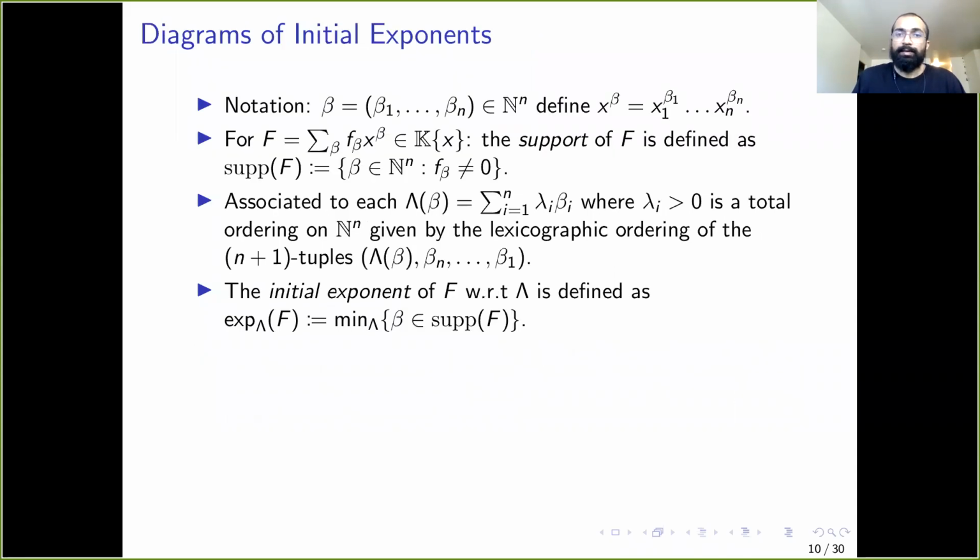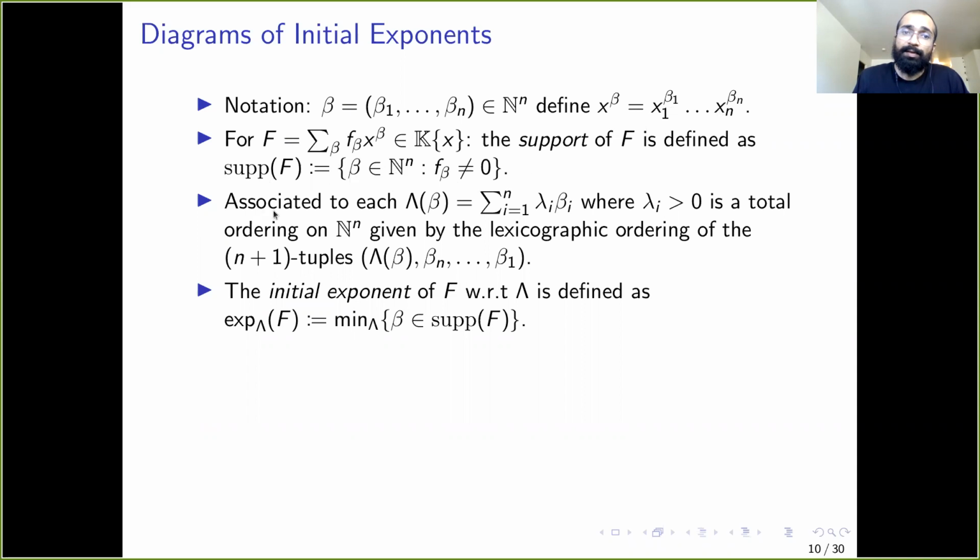In order to describe this diagram of initial exponents, we need to first establish some sort of total ordering on the set of n tuples of integers that form the exponent vectors for monomials in the ring of convergent power series. So if you let beta be the n tuple of integers beta 1 through beta n, first, if you have a convergent power series that's expressed as the sum over beta of f beta x to the power of beta, then we call the set of all the betas corresponding to non-zero terms in this power series expansion the support of the power series f.